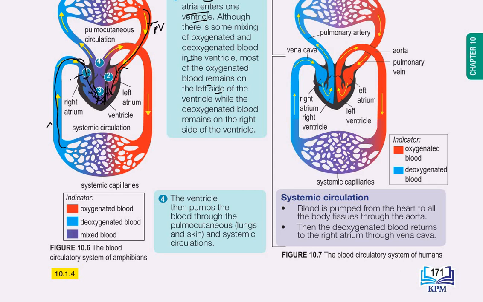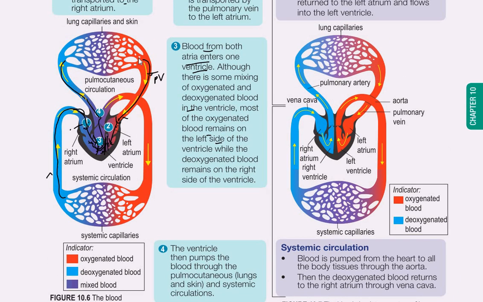So from here, the blood will go out. One, the deoxygenated blood, will go to the pulmocutaneous circulation. That means the lungs and skin, the lung capillaries and skin. And then another blood that has a higher concentration of deoxygenated blood will go to the systemic circulation here.